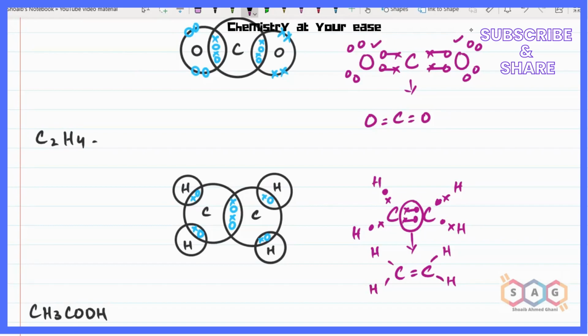So in the molecule known as ethene, we have one double covalent bond and four single covalent bonds. Why the four single covalent bonds? Because of the presence of four hydrogen atoms, and the double covalent bond is between the two carbon atoms.